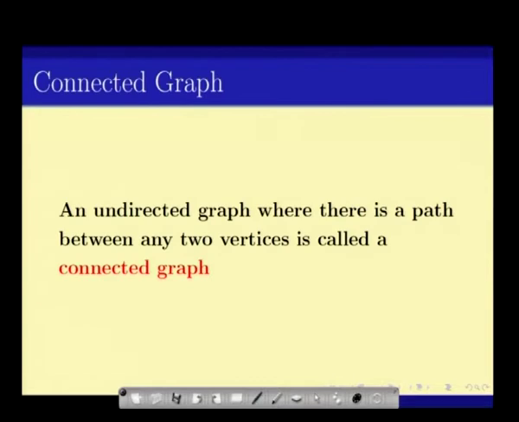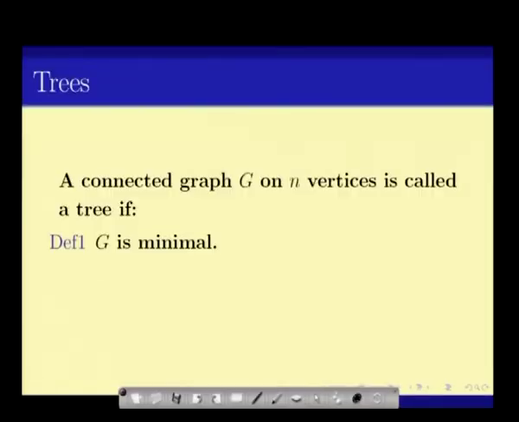So, a graph where for any two vertices there is a path between them, this kind of graph is called a connected graph. So, basically what we want is a subgraph which is connected and whose total edge weight is minimized. To understand this better, let us look at trees. So, a tree fits into our problem perfectly.